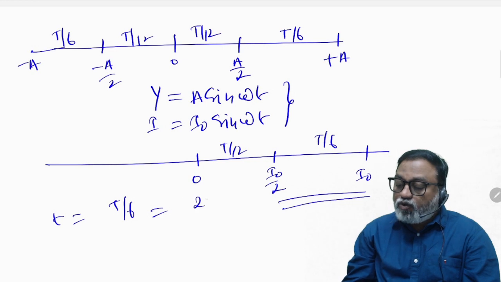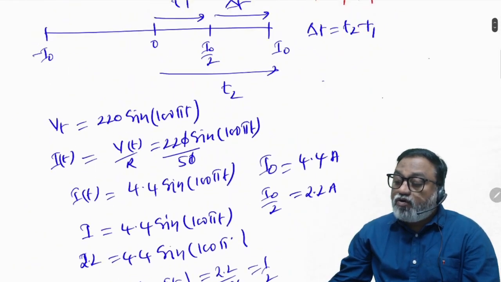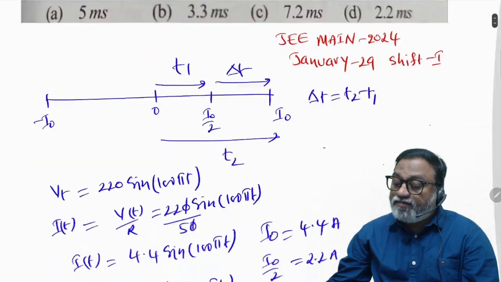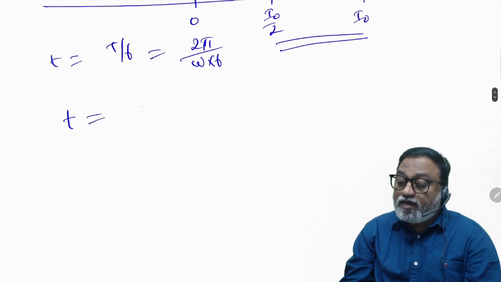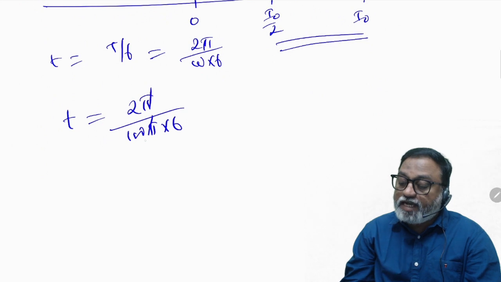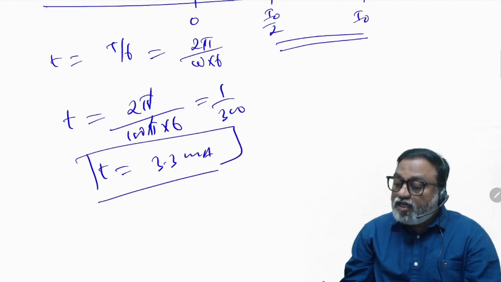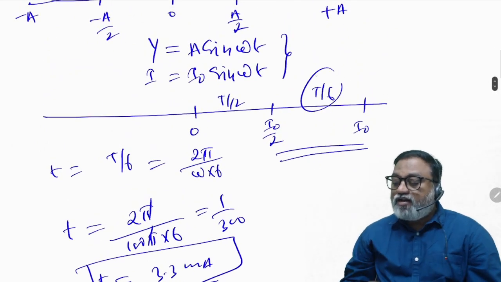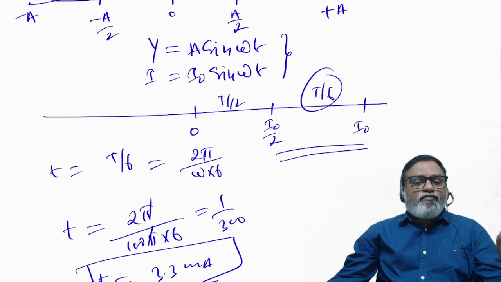But here T is equal to 2 pi by omega. In our problem, omega is given as 100 pi. This becomes 2 pi by 100 pi into 6. Pi gets cancelled. This becomes 1 by 300. Therefore, the time is 3.3 milliseconds. By directly substituting T by 6, we can get the answer. This can be solved within a few seconds.